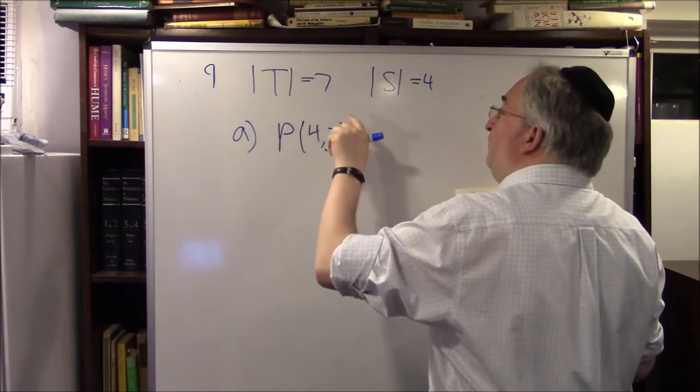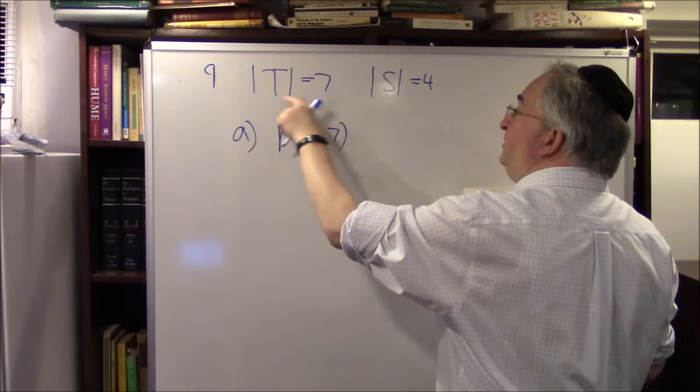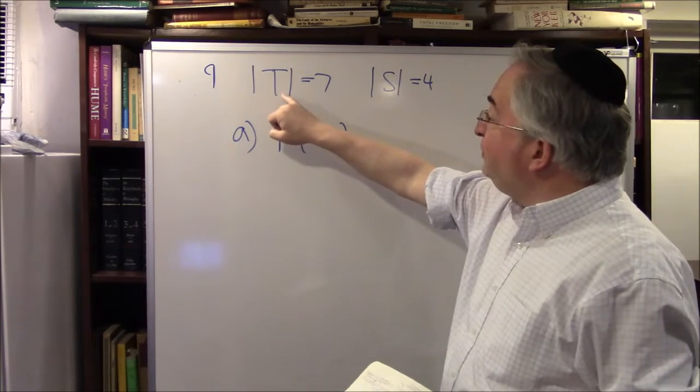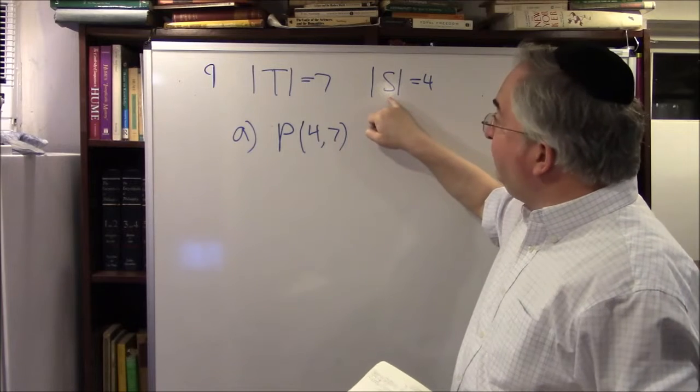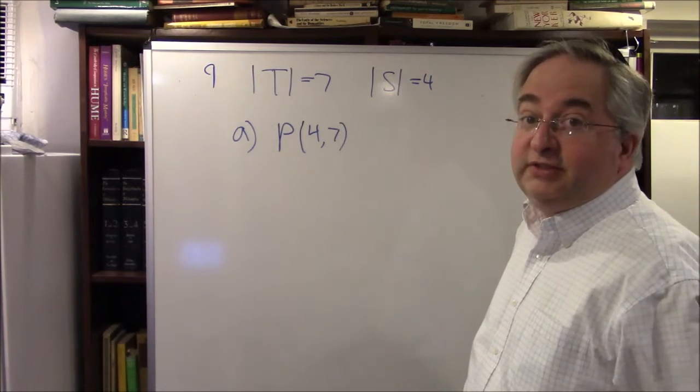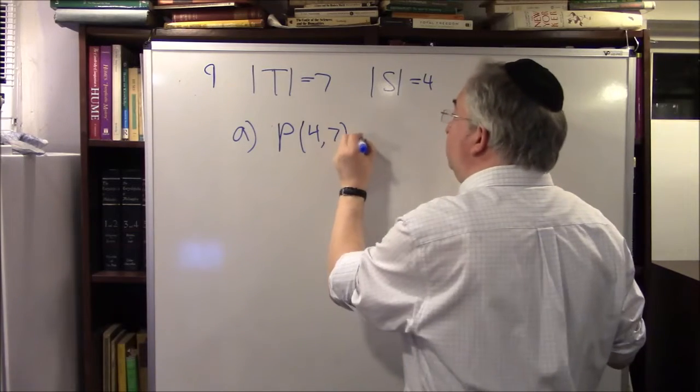How many one-to-one functions are there from T to S? Answer: there is none, because there's no way you can have 7 different elements going to 4 different elements. No way. So this is equal to 0.